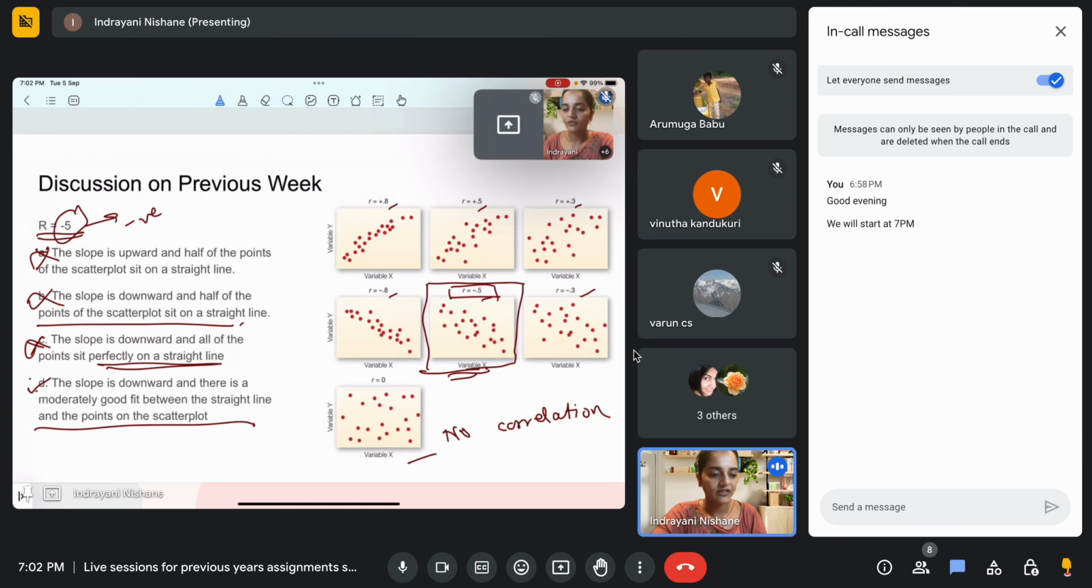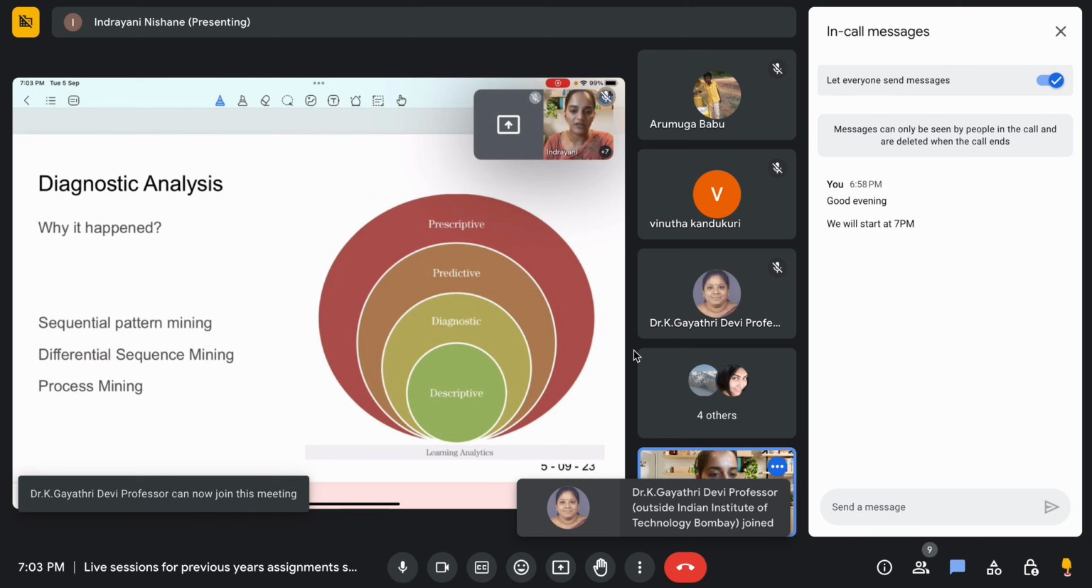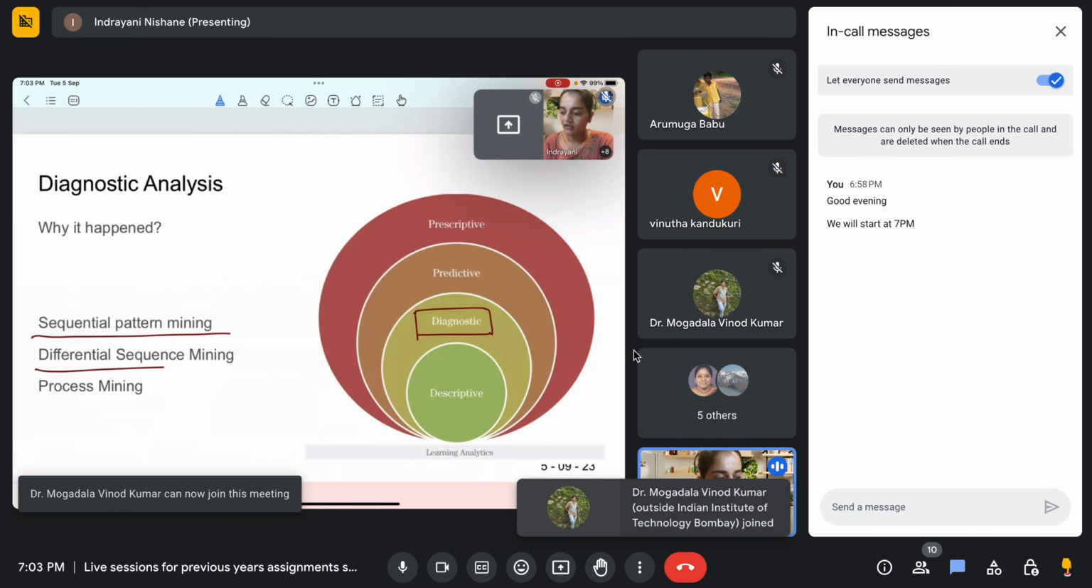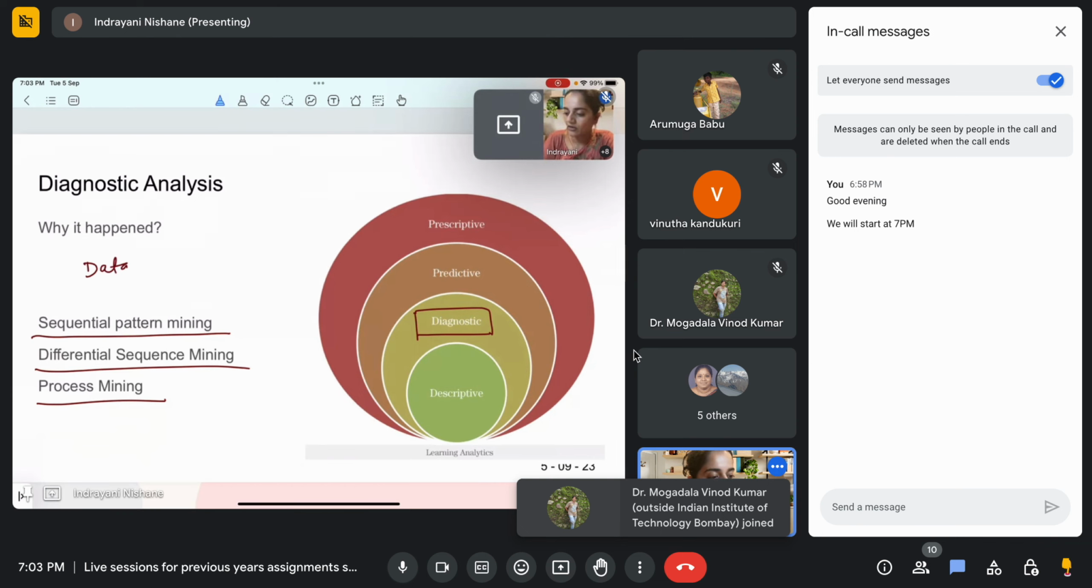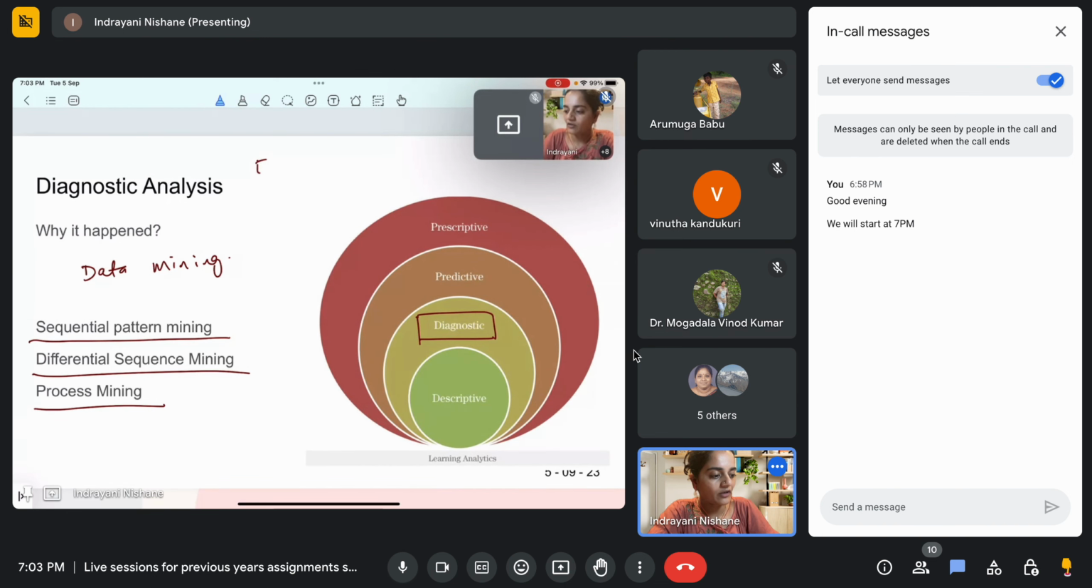So we will move on to the next week, this week's week 6 content. This week the diagnostic analysis continues from the previous week. Previous week we had seen correlation and other things. This week we will again be at diagnostic analysis, and we will be going ahead with sequential pattern mining, differential sequence mining and process mining. As the name suggests, these are all data mining techniques. But in an education setting, we are dealing with only educational data and not non-educational data.